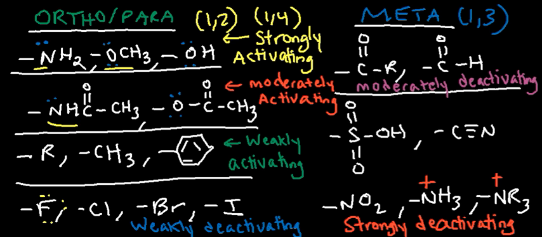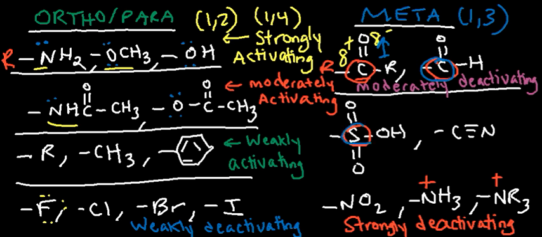Now, if we look at the groups on the right, these are the meta directors. And notice that in the first atom that's attached to the ring, the benzene ring is right here, there's no lone pairs on the first atom connected to the ring. In fact, all of those atoms are partially positive. This carbon atom is partially positive because it's attached to oxygen, which is partially negative. The oxygen atom is pulling electron density away from the carbon, and that creates a partial positive charge on the carbon. Same thing here too.